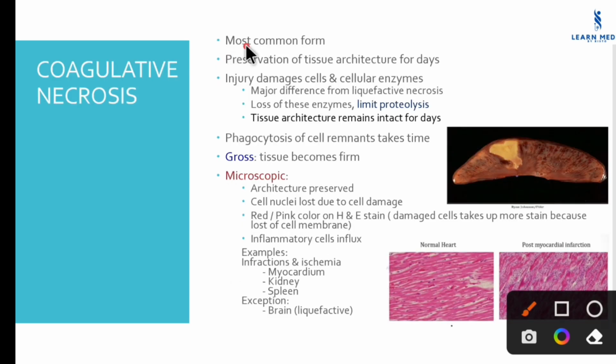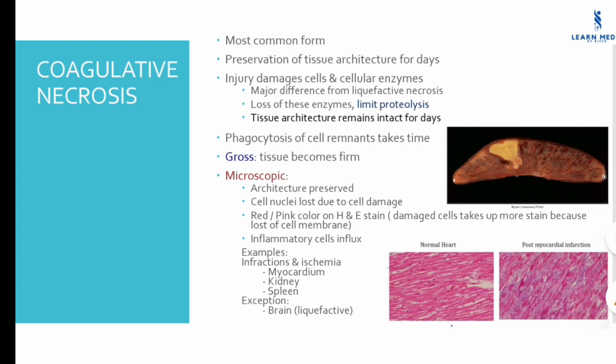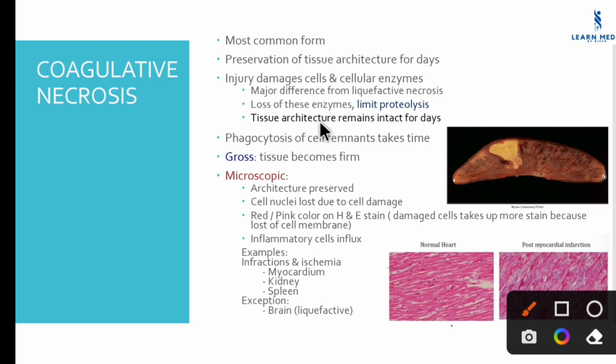Coagulative necrosis is the most common form of necrosis, in which the tissue architecture remains preserved for days. We know that if an injury occurs to cells, there is also damage to the enzymes. These enzymes are responsible for proteolysis. When damage happens to a cell, there is a loss of these enzymes and it limits proteolysis. So, due to the limitation of proteolysis by the loss of enzymes, the tissue architecture remains intact over days, which is the major difference between coagulative necrosis and liquefactive necrosis.